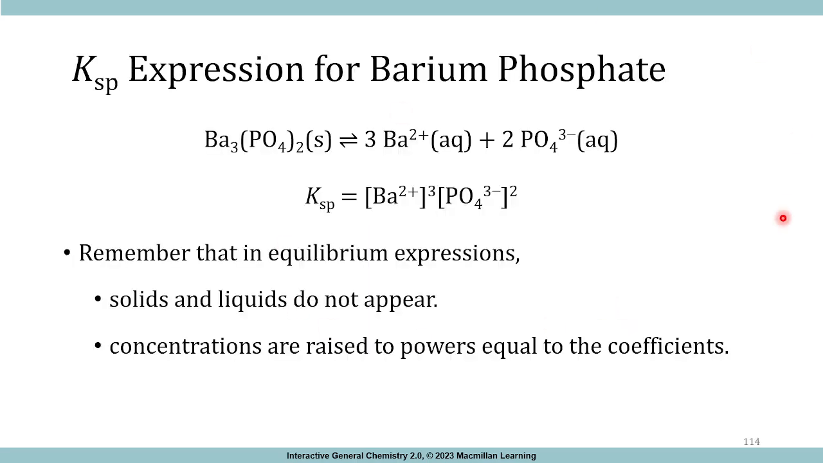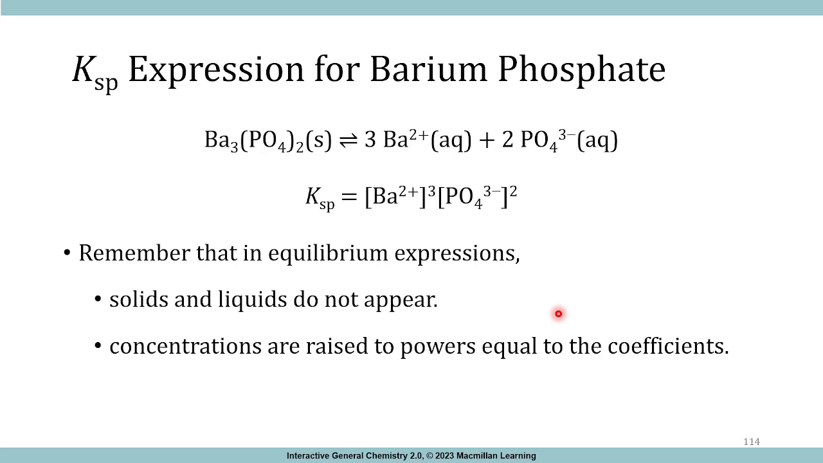Okay, so your KSP expression for your barium phosphate is this right here. And again, this would be your KSP expression. Notice the third power here comes from the coefficient, right? And remember, that's just that same K equilibrium expression, products over reactants, powers of coefficients, right? Okay, just in case you forgot.